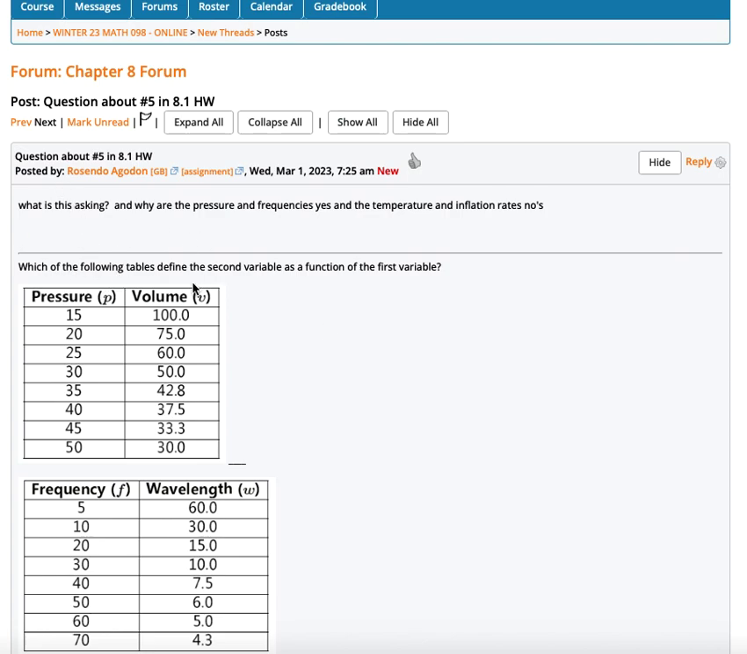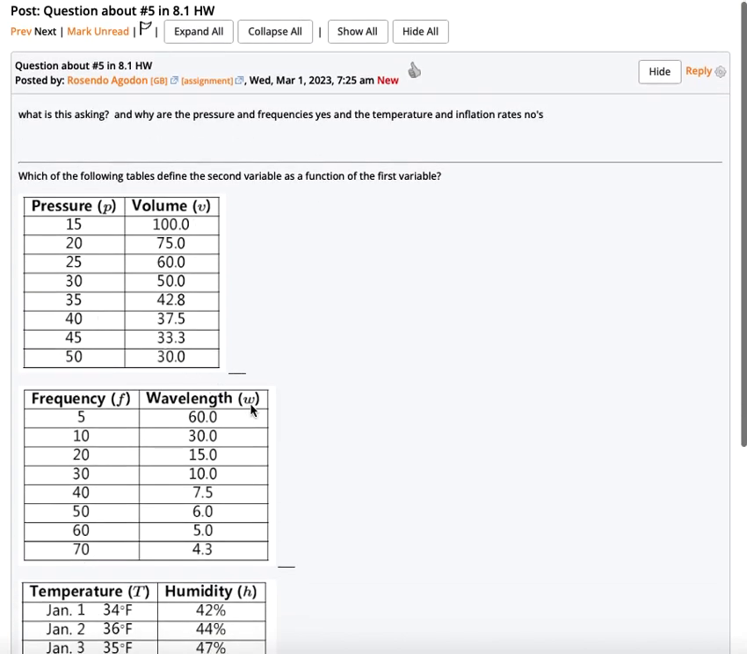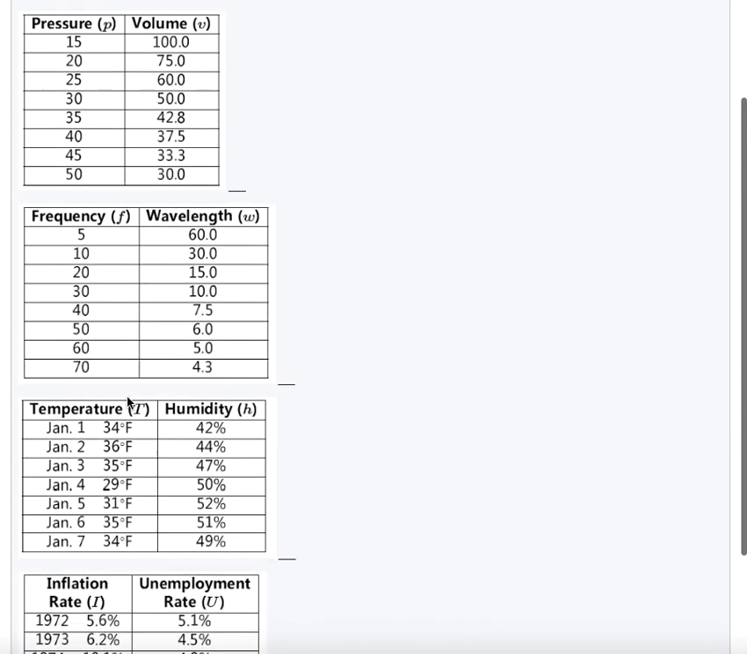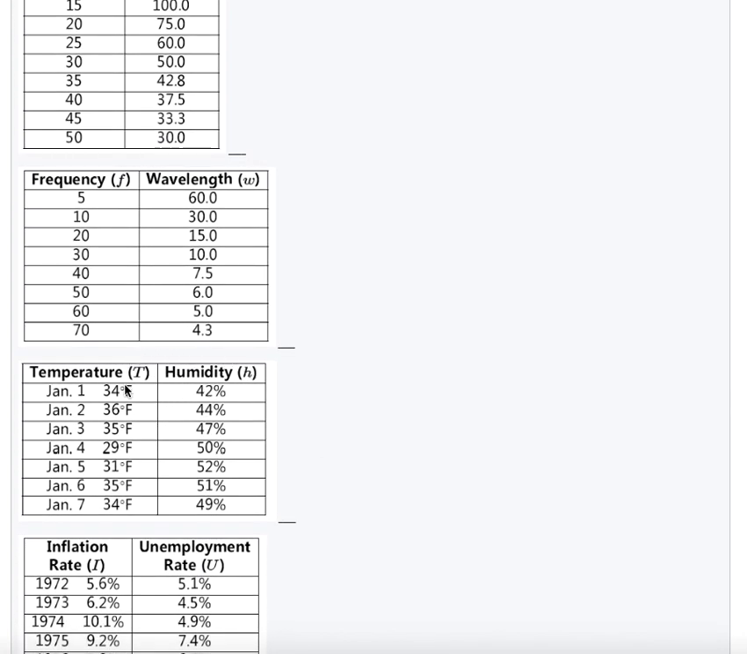Okay, so what this question is asking is which of the following tables define the second variable as a function of the first variable? So it's asking, is volume a function of pressure? Is wavelength a function of frequency? Is humidity a function of temperature?